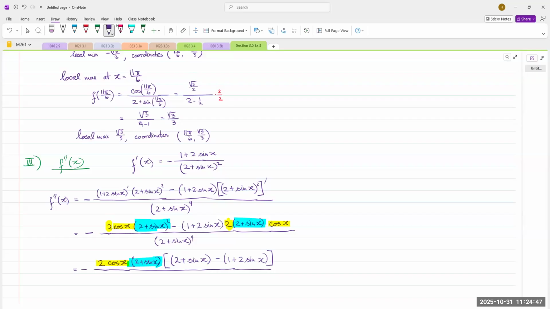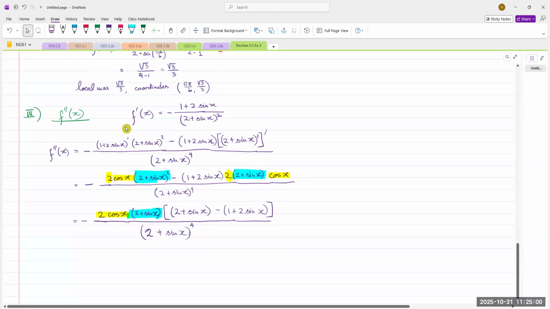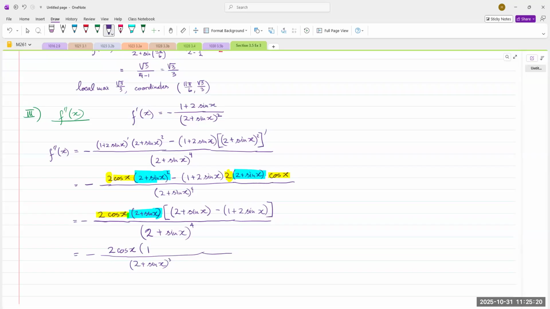I hope I'm okay so far. Oh, since 2 plus sine x on the top, one of them cancels with one of the 2 plus sine x at the bottom. Okay, so let me do the cancellation at the same time. 2 cosine x, the yellow part, and then 2 plus sine x at the bottom, now to the power of 3. Inside the bracket now, 2 minus 1 is 1. Sine x minus 2 sine x is minus sine x.